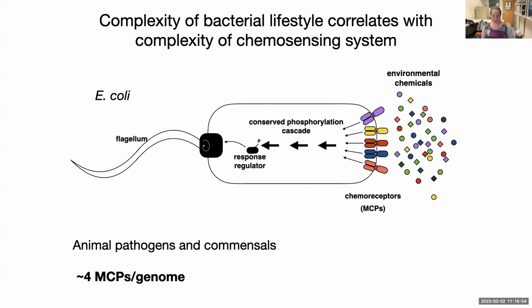The example I'm showing you here with the four receptors is actually a relatively simple chemotaxis system. This example is from an animal pathogen like E. coli, and because of the host physiology of animal pathogens, they don't really rely on their chemotaxis much to get through their life cycles. So they tend to have a low number of chemoreceptors, around 4 per genome.